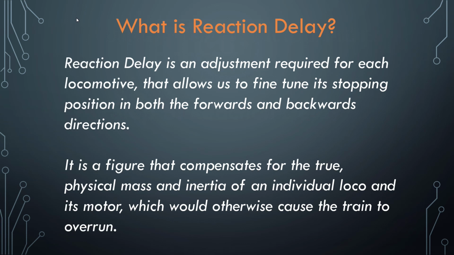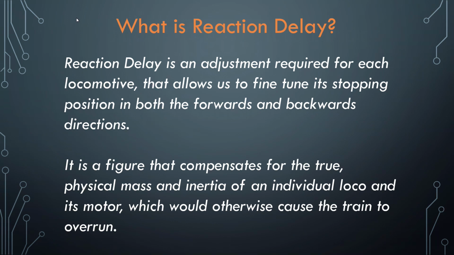Okay, so let's start by defining what reaction delay is. Put quite simply, reaction delay is an adjustment required for each locomotive that allows us to fine-tune its stopping position in both the forwards and backwards directions. More precisely, it's a figure that compensates for the true physical mass and inertia of an individual loco and its motor, which would otherwise cause the train to overrun.